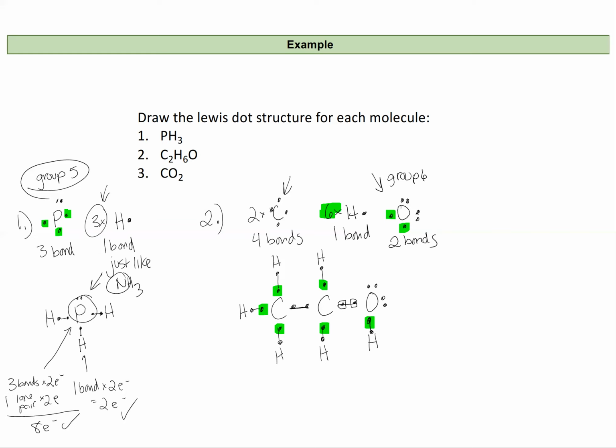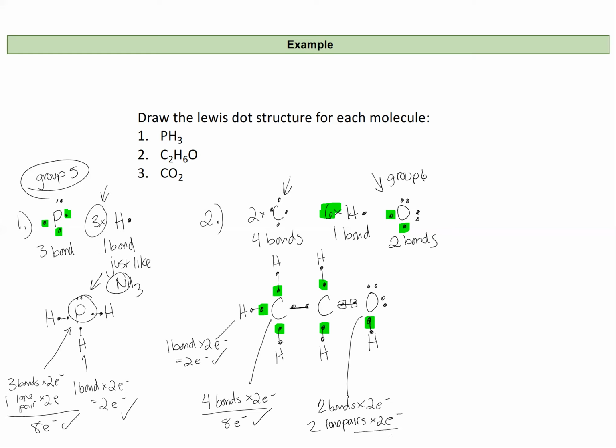And I have a reasonable Lewis dot structure. Each hydrogen has 1 bond with 2 electrons. That satisfies its duet rule. Each carbon has 4 bonds, each with 2 electrons. That satisfies its octet rule. And my oxygen has 2 bonds, each with 2 electrons, and 2 lone pairs with 2 electrons. That's 8 again, so that satisfies the octet rule for oxygen. And this is actually the structure I made: ethanol.